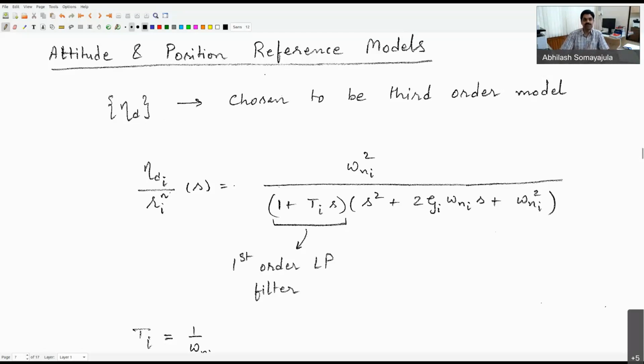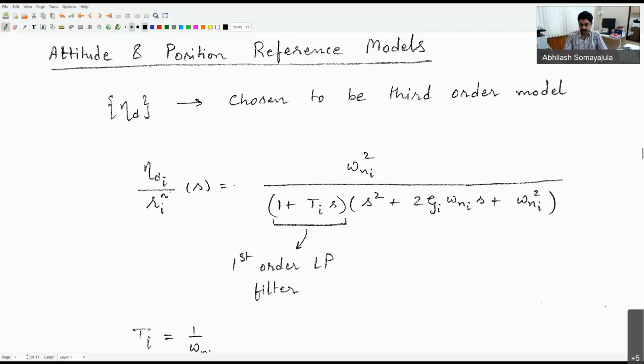So when we come to the attitude and position reference models, we typically choose this to be a third order model. Okay. So what we are saying is that we want this not to be a second order model, but a cascaded third order model. Velocity is a second order model. So the position should effectively be another integration factor along with it. So it should be a third order model.